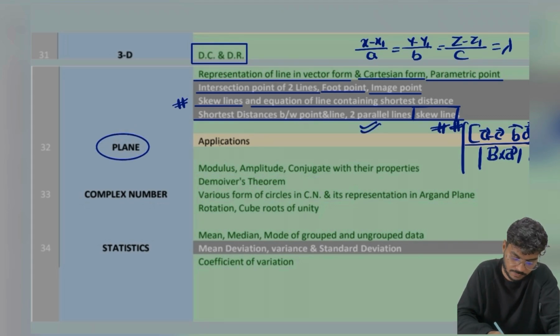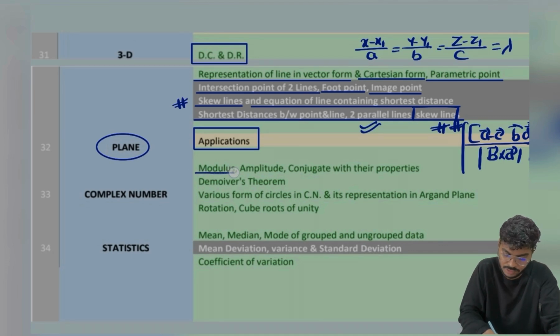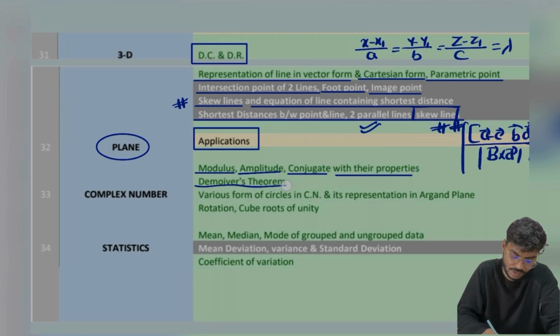Plane, deleted from the syllabus, just revise because we discussed in the lecture notes all these things, so just revise the plane. What are the basic things? Don't give too much weightage on the plane. In the complex number, you should know what the modulus is, what is the meaning of the modulus. Modulus is nothing but the distance from the origin, right? Amplitude, then conjugate and its properties. De Moivre's theorem you have to remember.